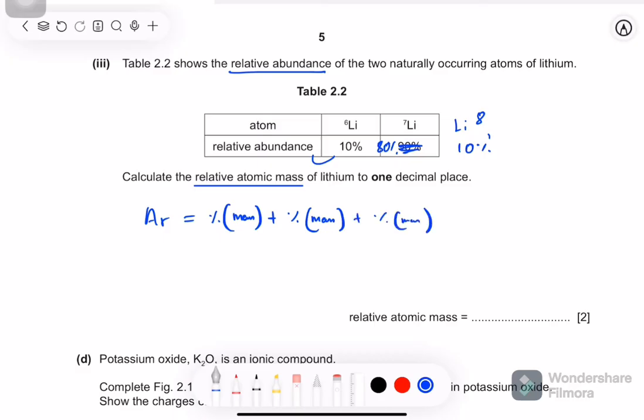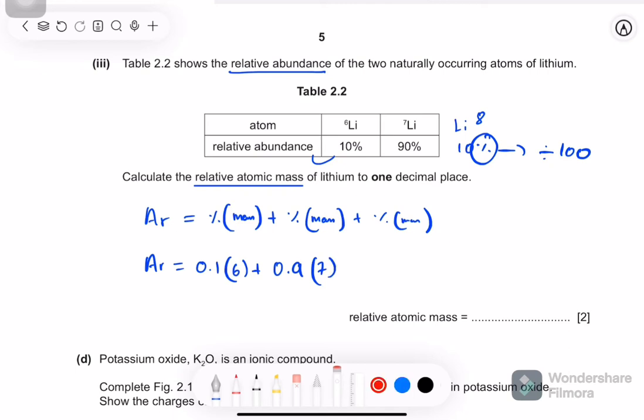Now as it is percentage, we know percentage means to divide it by 100. So what should we do? 10 over 100, or we can simply write 0.1, times the mass is 6, plus 0.9 times the mass is 7.